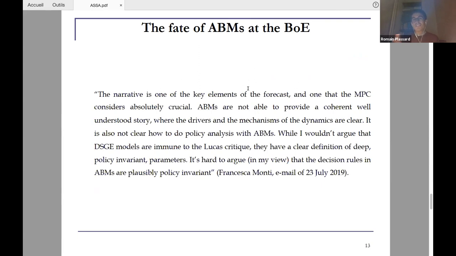Of course, we could consider that Monti's position is not representative of the Monetary Analysis Directorate, but Monti was an important member of the bank. She notably contributed to the elaboration of the framework currently used to inform the BOE's monetary policy. On the other hand, we also know, thanks to Domenico notably, that such criticisms are often formulated in the DSGE community. It is therefore likely that many members of the Monetary Analysis Directorate are on Monti's page. The deployment of agent-based models will therefore depend on how strong the resistance against their use is.